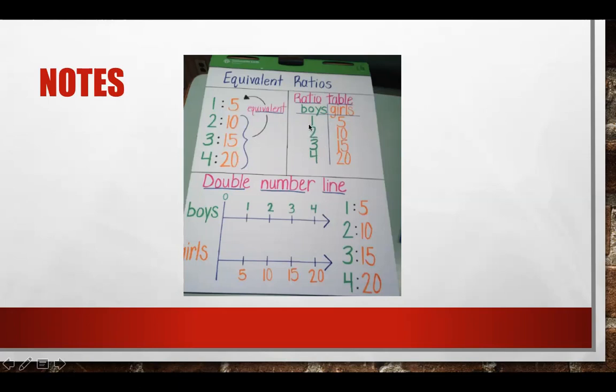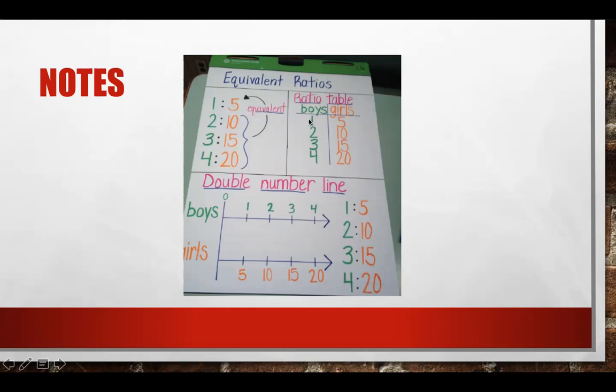So for every one boy, there are 5 girls. That means for every 2 boys, there'll be 10 girls. 3 boys, 15. 4 boys, 20 girls. It seems as if every time this number was manipulated or changed, so did this number. So we know, kind of with fractions, whatever you do to one side, you have to do to the other.